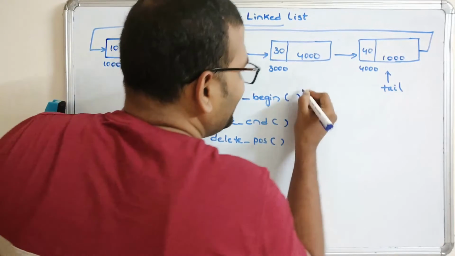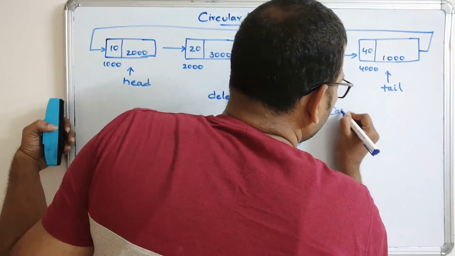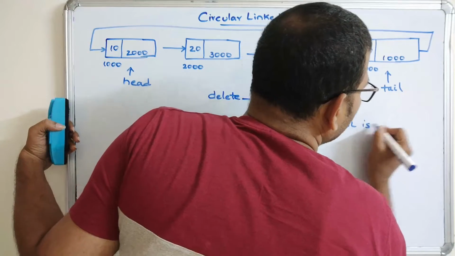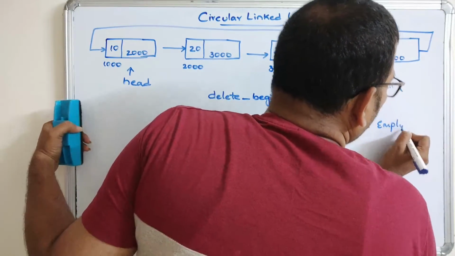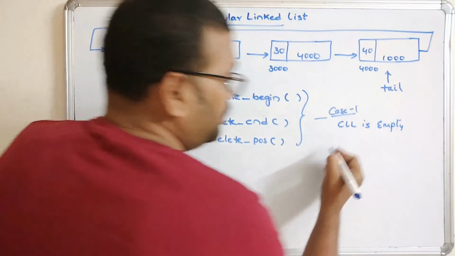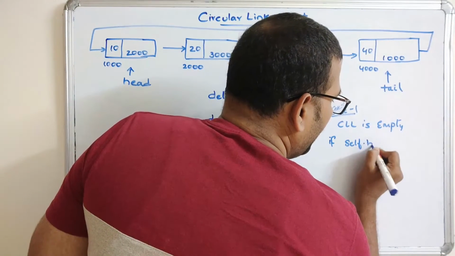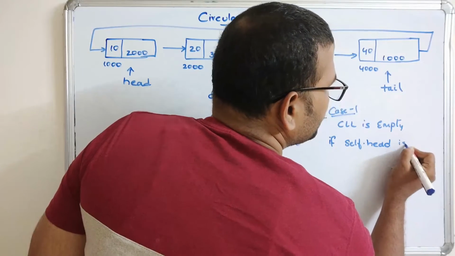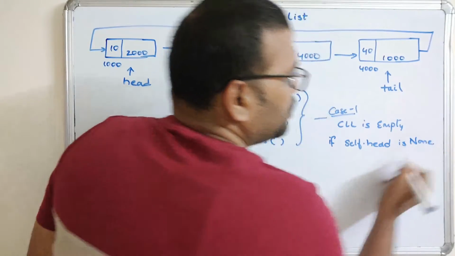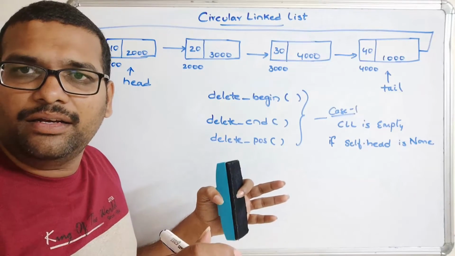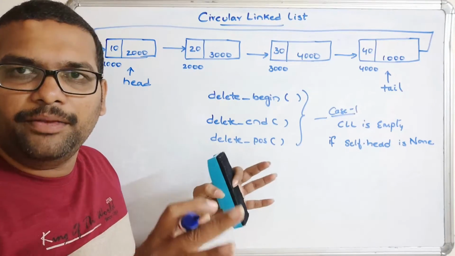For all these 3 cases, the first case, case 1, is that the CLL is empty. We need to check for that. For that, simply go if self.head is None. If self.head is None, that implies there is no node in the circular linked list, so simply we can write that it is empty.